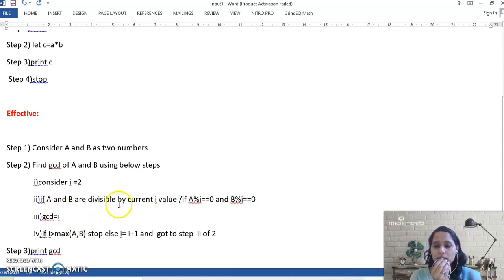Okay, if it is divisible by I, then the next step is to consider that I value as the GCD, whatever it is. Now I have to reach the next step.